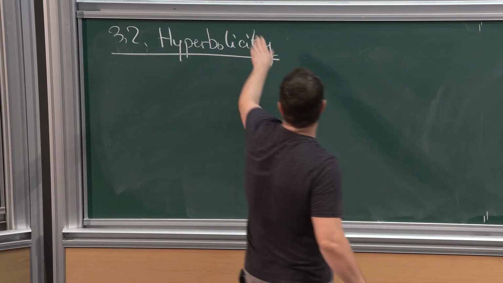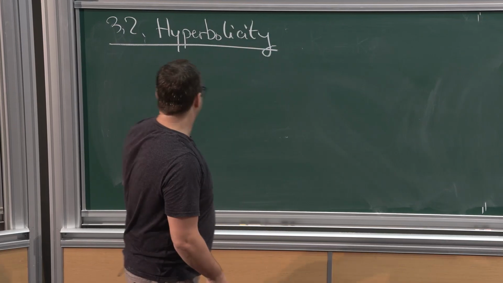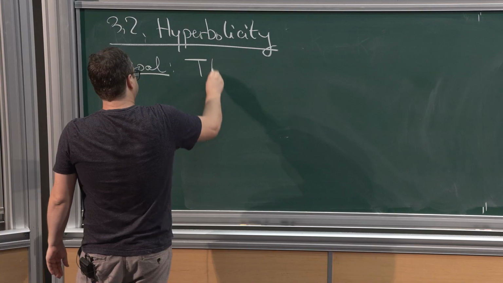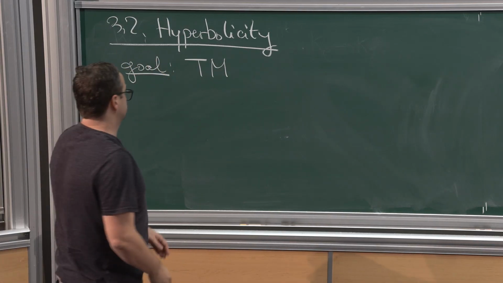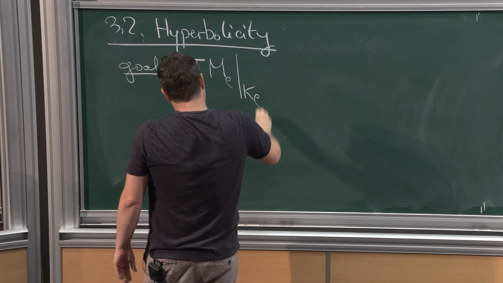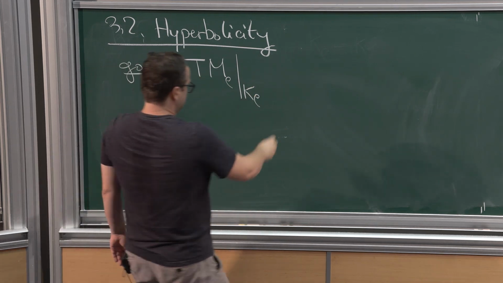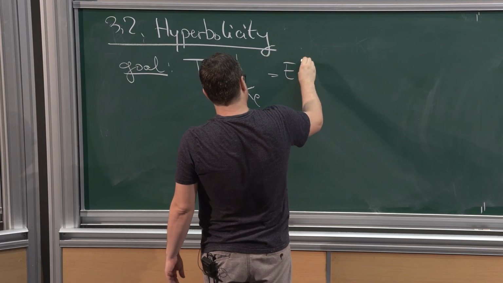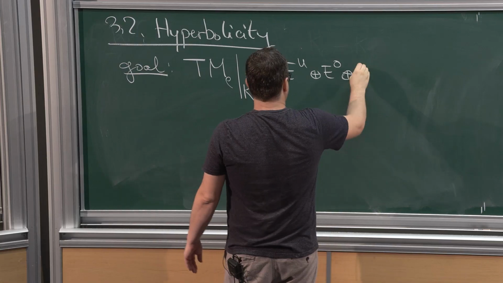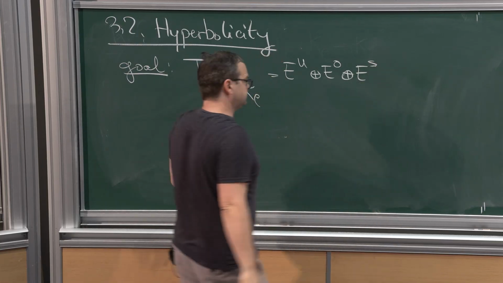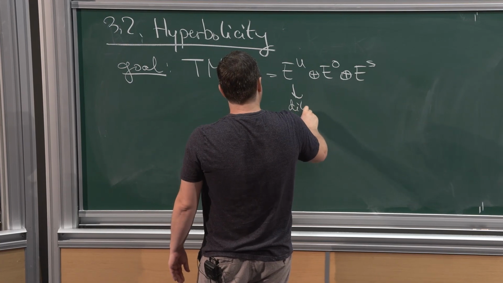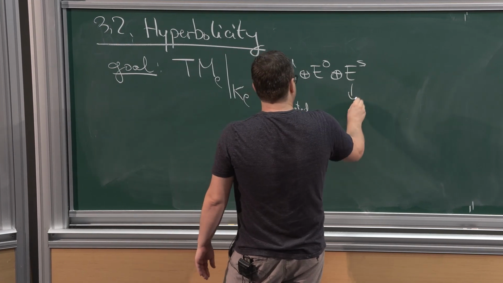Okay, so now what we have to do is find this decomposition of the tangent bundle to the manifold M rho, but only over points in K rho, as some unstable direction E0, which is just the direction spanned by the flow, and some stable direction, right? So this dilated, this contracted.